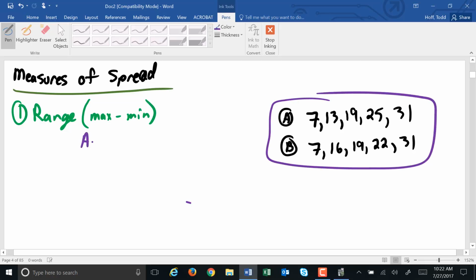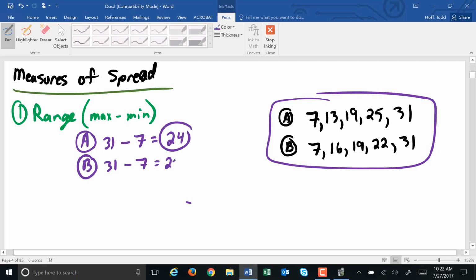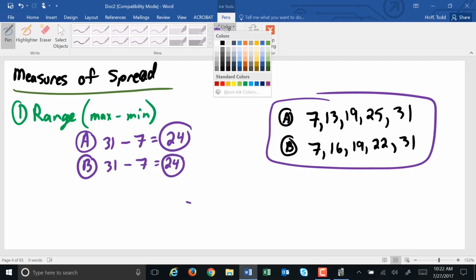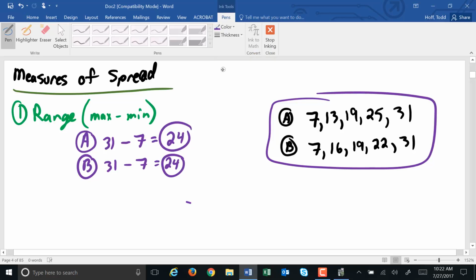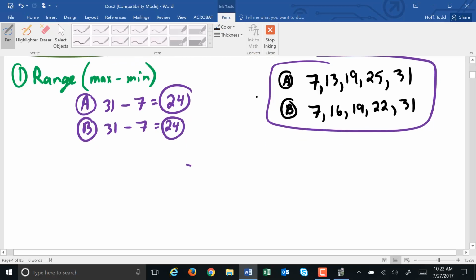Now, I have 2 data sets over here. For set A, to find the range, what's the maximum? What's the largest number in that set? 31. What's the minimum? So that gives me a range of 24. For set B, what's the maximum? 31. What's the minimum? 7. Gives me a range of 24. So according to the range, both of those data sets are equally spread out. I would argue that that is not true, though.